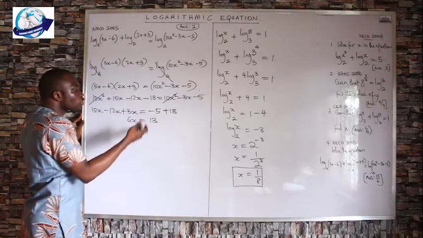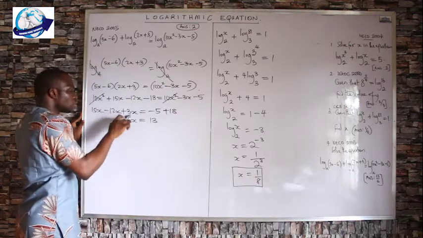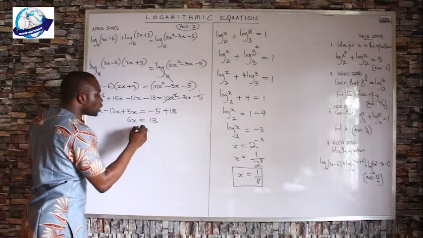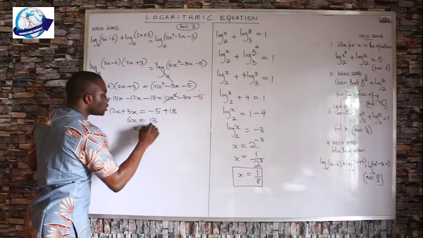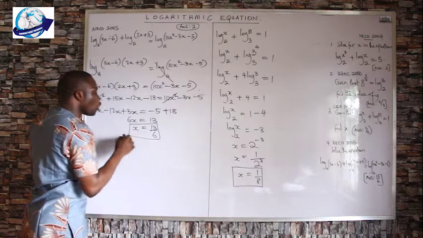Then, of course, what's next to do? You want to divide both sides by the coefficient of x, which is 6. So x, when you divide by 6, is 1, it's gone. Then you have 13 divided by 6. You can leave your answer here or put it in fractions.